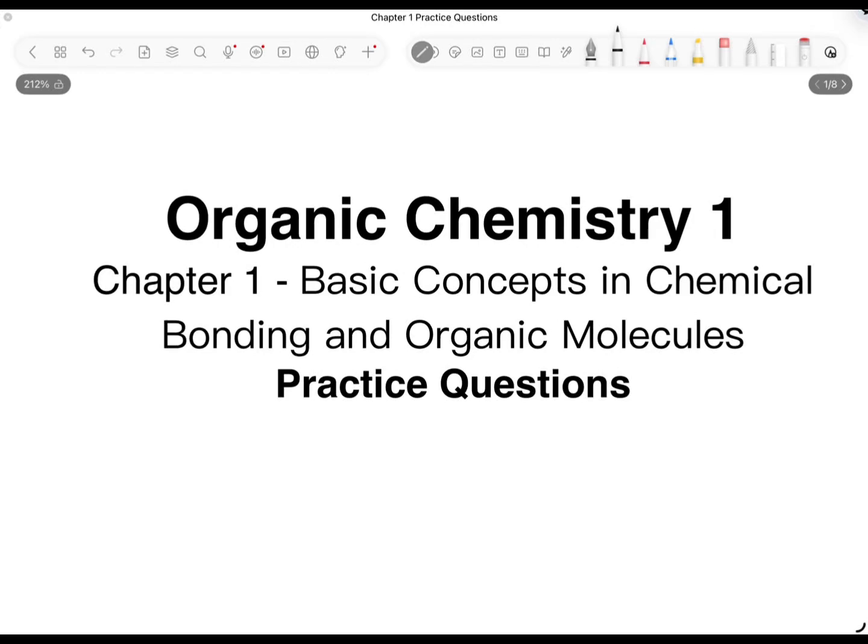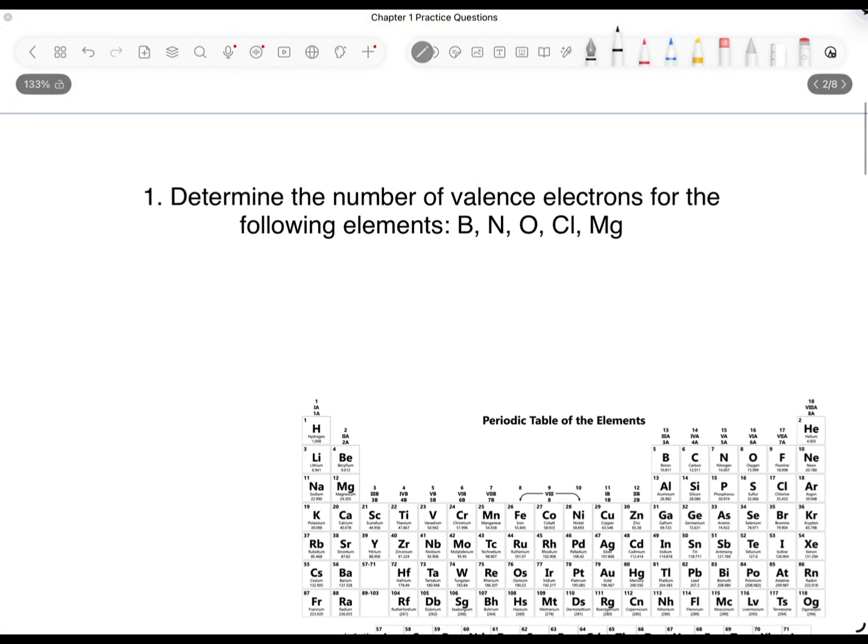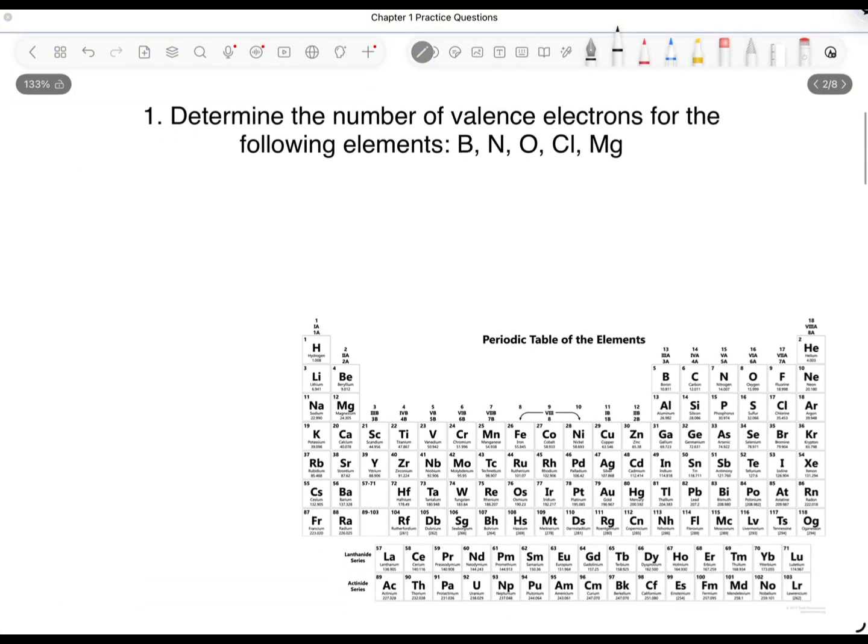Organic Chemistry 1, Chapter 1: Basic Concepts in Chemical Bonding and Organic Molecules Practice Questions. Now, getting into this, it's important to note that Chapter 1 for Organic Chemistry is mostly just review of your previous chemistries, and it sums up all the important information that you really need to know getting into organic chemistry. So, with that in mind, let's get into question number 1, which says: determine the number of valence electrons for the following elements: boron, nitrogen, oxygen, chlorine, and magnesium.